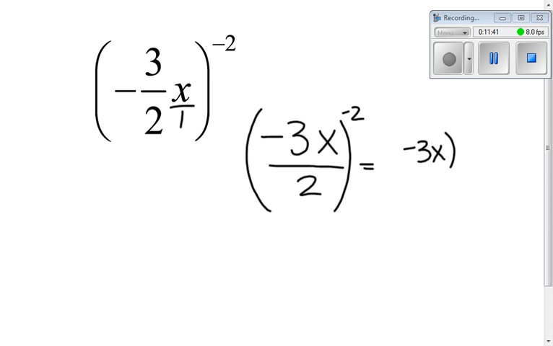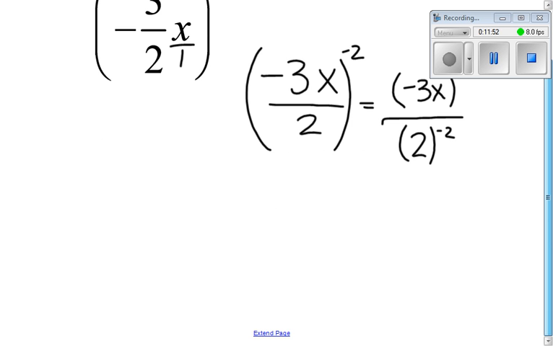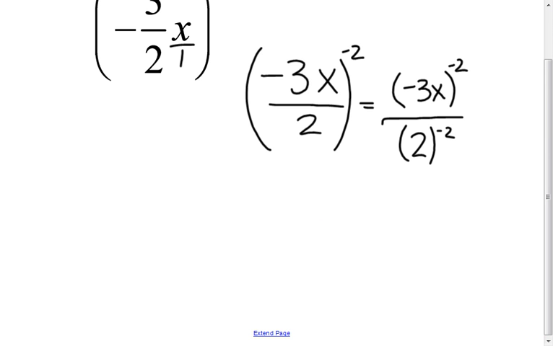Negative 3x, I'm taking the numerator to the negative 2 power over the denominator to the negative 2 power. Okay? Now, both of those quantities, negative 3x and 2, are raised to the negative 2 power. So because of that negative exponent, this quantity needs to go to the basement and become positive. Because of this negative exponent, the 2 that's in the denominator is being negative in the basement. It's got to go back upstairs so it can become positive.